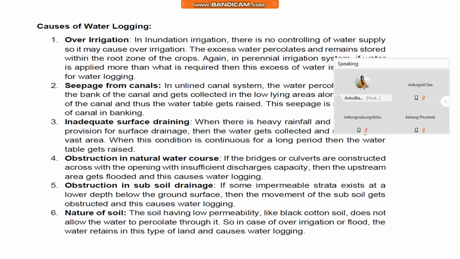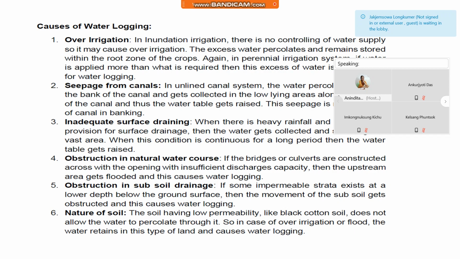Next, number 2, seepage from canals. In an unlined canal system, the water percolates to the bank of the canal and gets collected in the low-lying areas along the course of the canal, and thus the water table gets raised. This seepage is more in the case of canal embankments. Number 3, inadequate surface drainage. When there is heavy rainfall and there is no provision for surface drainage, then the water gets collected and submerges a vast area. When this condition continues for a long period, the water table gets raised.